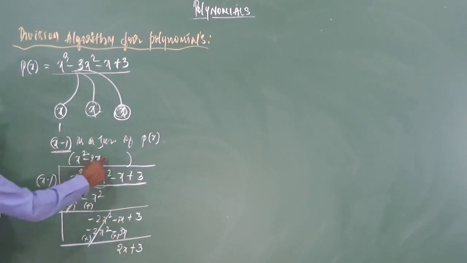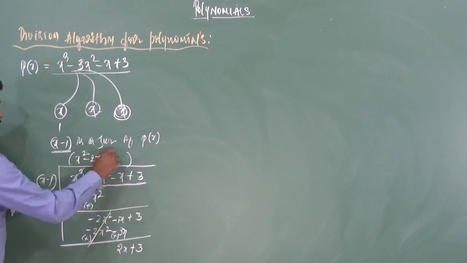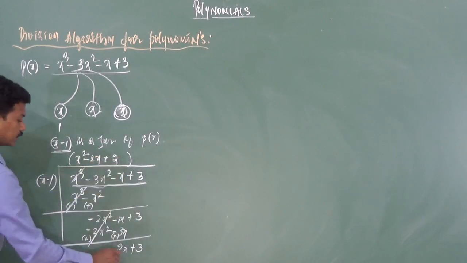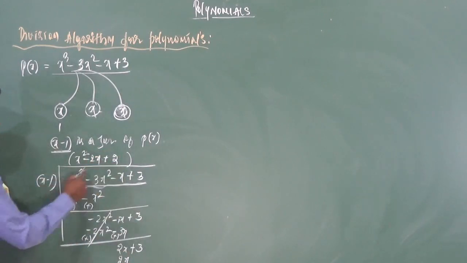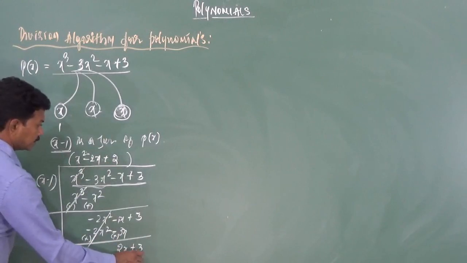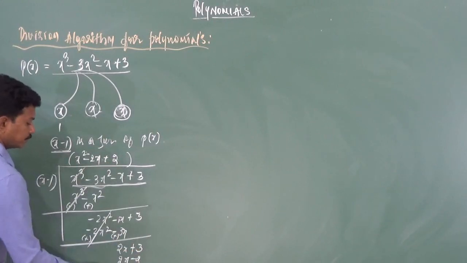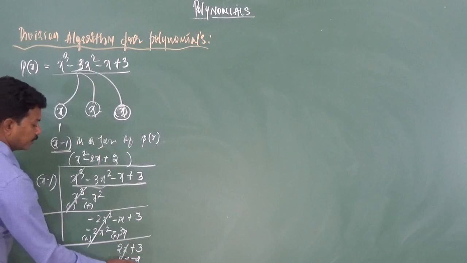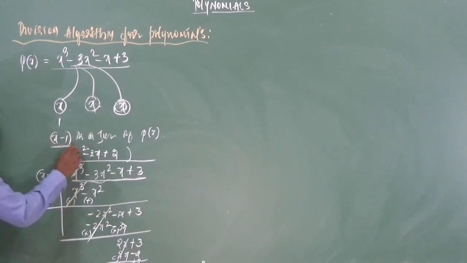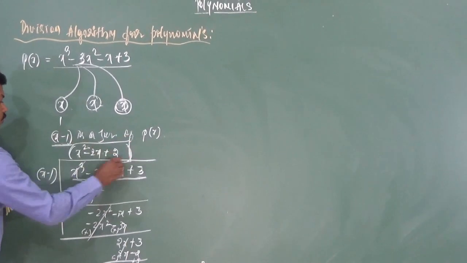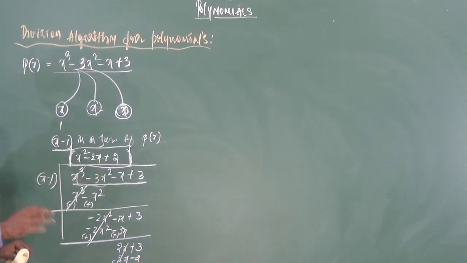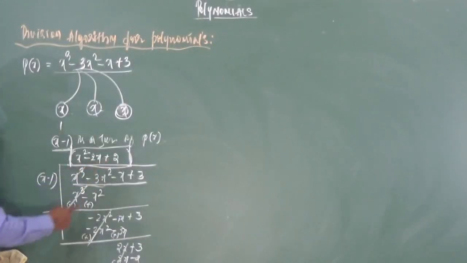So x into what gives you plus 2x? It is plus 2. X into plus 2 is plus 2x. Minus 1 into plus 2 is minus 2. So it gets cancelled. So remaining is plus 5 remains. Let it be. So you have got a quadratic polynomial as a quotient.